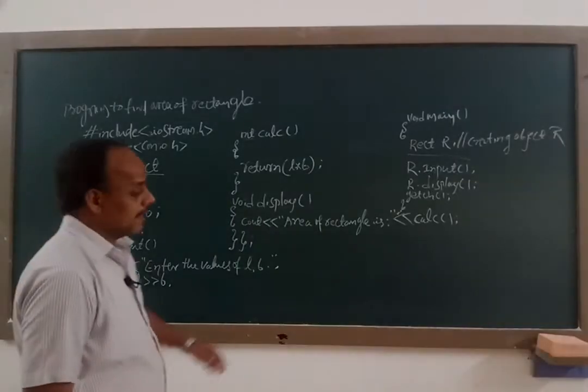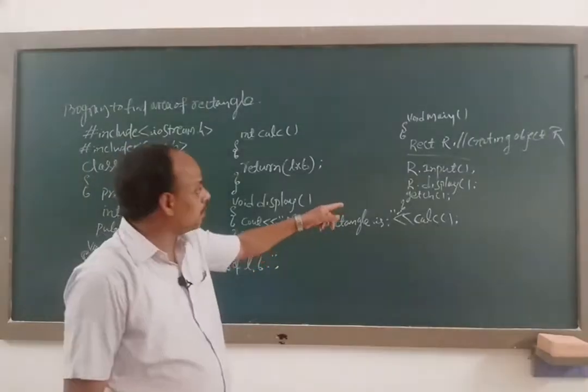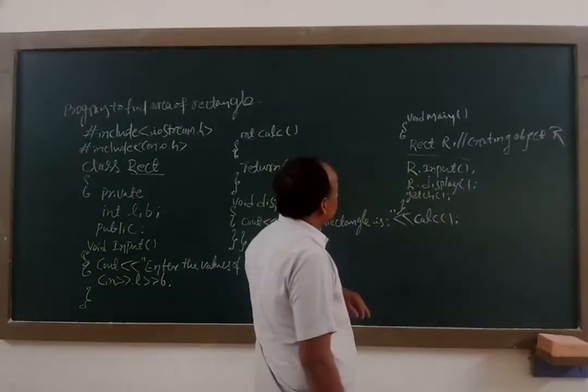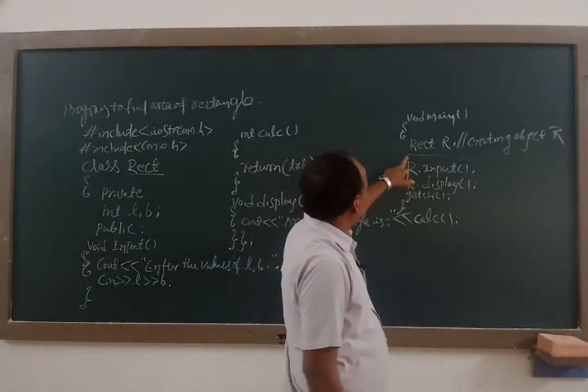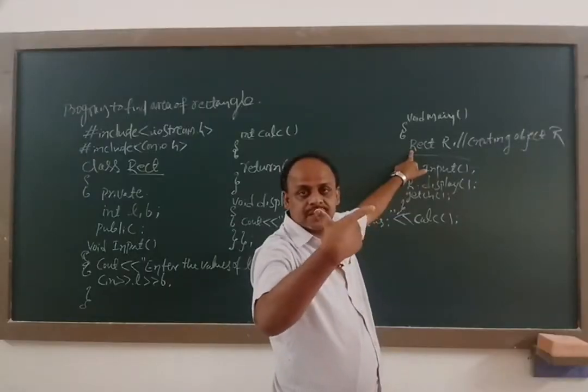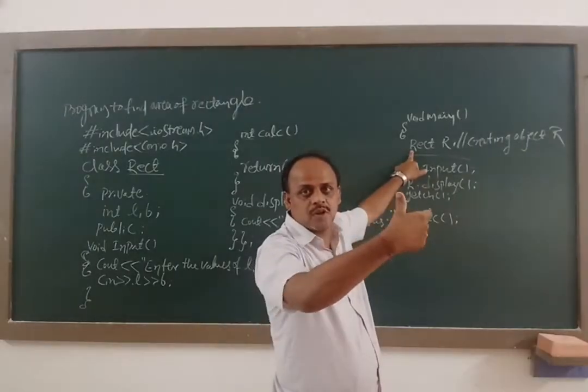See here, execution starts from the main function, right? In the main function, the first step is to declare the object. What is the syntax of declaration of an object? Class name space object name.